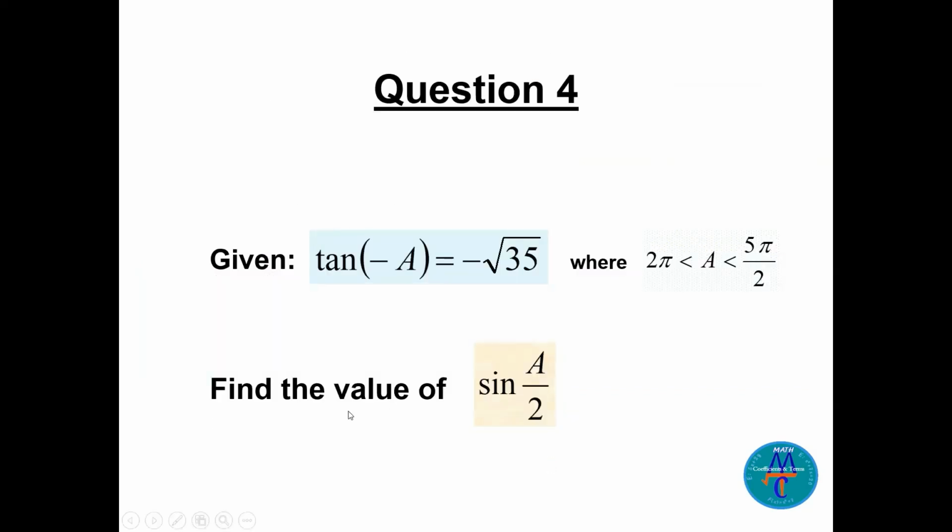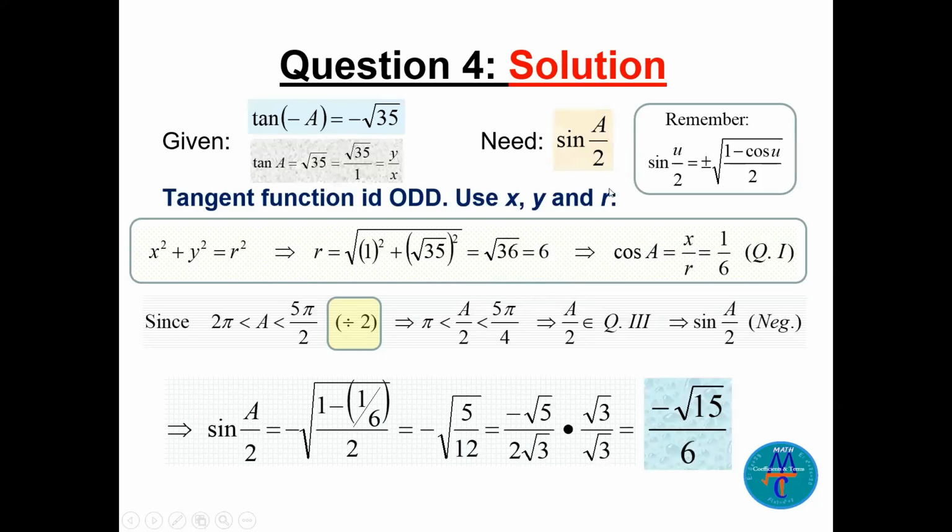Question number 4 is a nice question. Tan of minus a is equal to minus square root of 35, where a is between 2 pi and 5 pi over 2. Find the value of sine of the half angle a over 2. Now we know sine of u over 2, this is the formula here, plus or minus square root of 1 minus cosine of u divided by 2. And I need sine of a over 2. So from there, I can find cosine of a because I have to use it in the formula.